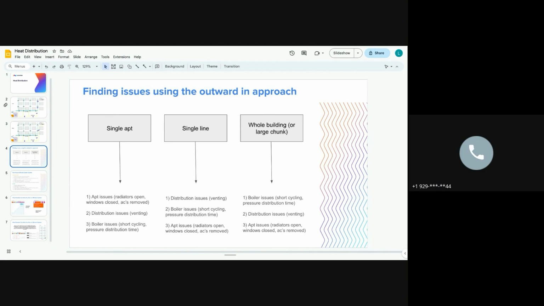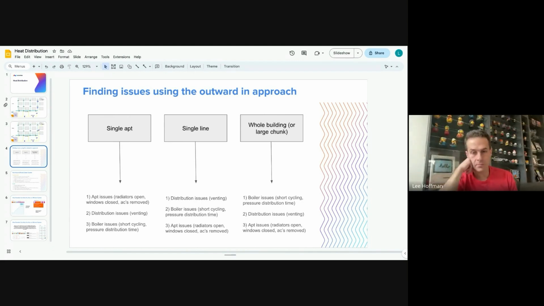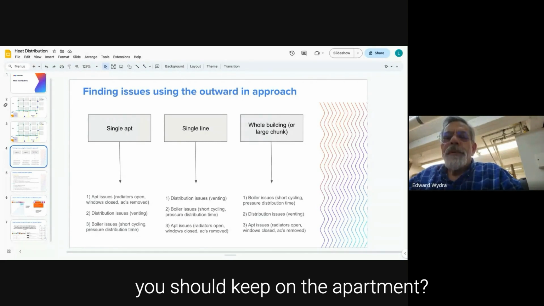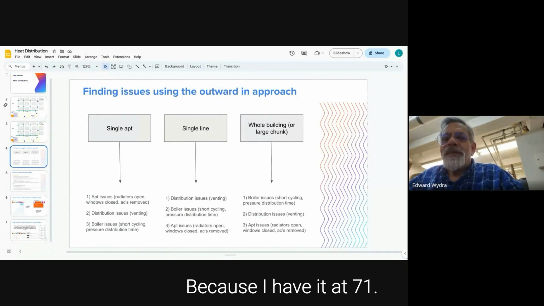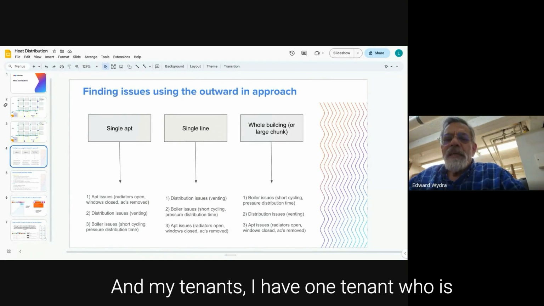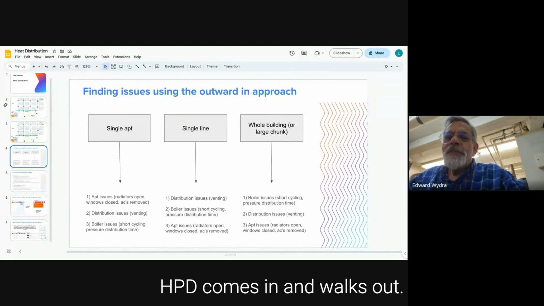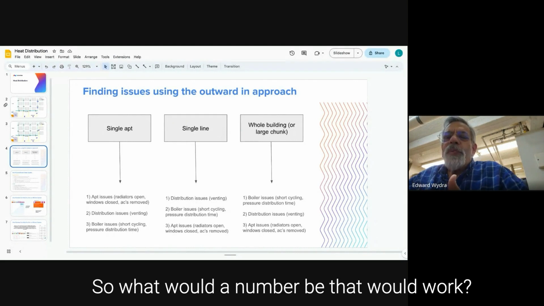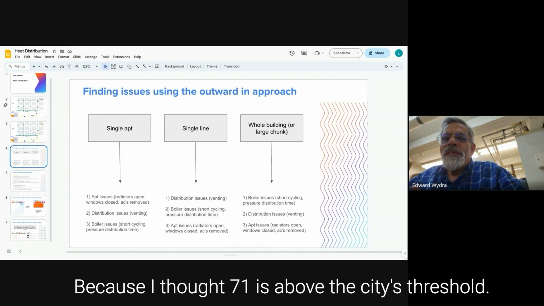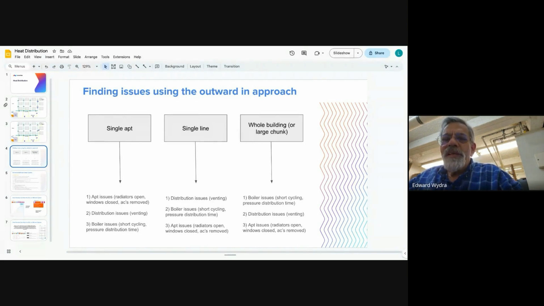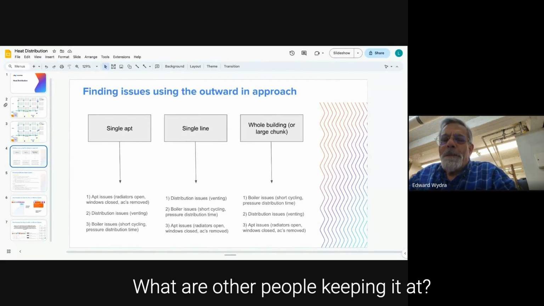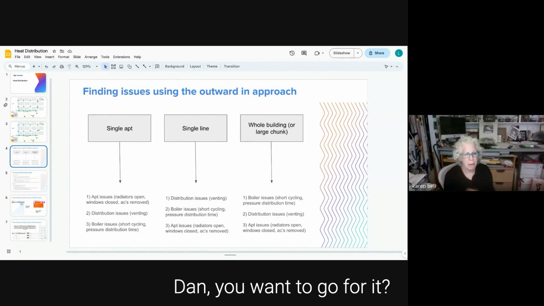Okay, cool. Edward, you had a question? Yeah. What is the average temperature that you should keep the apartment at? Because I have it at 71, and I have one tenant who is complaining at least 5 times a day to HPD. HPD comes in and walks out. So what would a number be that would work? Because I thought 71 is above the city's threshold. What are other people keeping it at? 72. Yeah, Dan, you want to go for it?